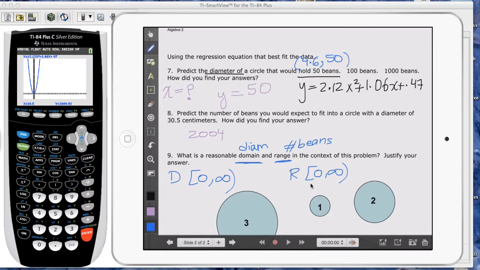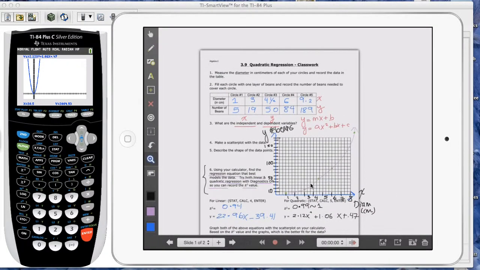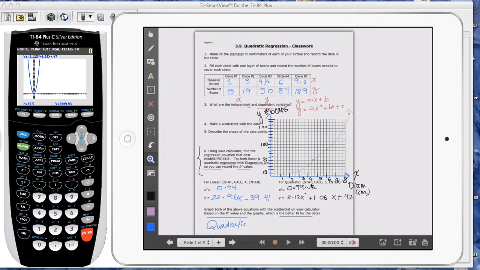Now, we've reached the end of the notes. Remember, there's a lot of calculator steps here to remember. So if you need to watch the video again, please do. I'm going to be ready on Monday to answer all of your questions, so please make sure that you do the practice sheet at home.